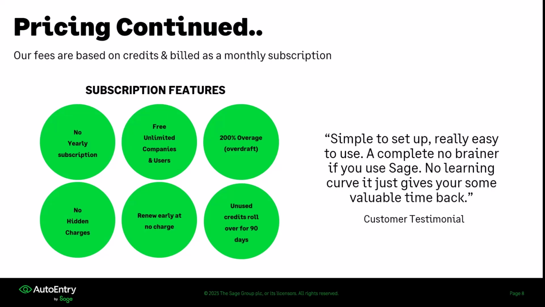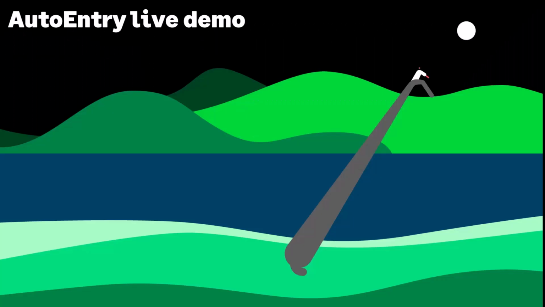With AutoEntry, there's no big annual fee, so it's much easier to manage. With the monthly subscription, you get free unlimited companies and users, so you can have everything on the one account. We know that some months' usage can differ, so you are able to avail of overage, which is capped at 200% of your subscription. On the other end, if you have a few quiet months and you have unused credits, they do roll over, only for 90 days. But you can always pause your subscription if you need to.